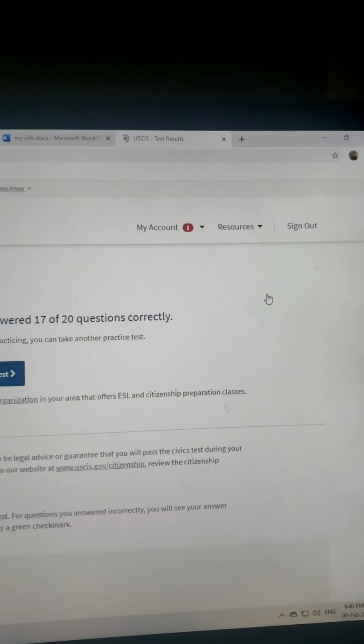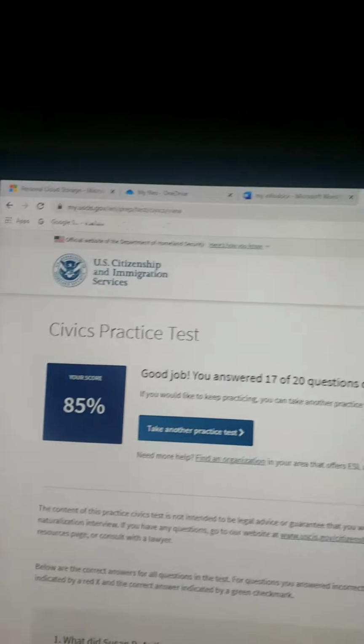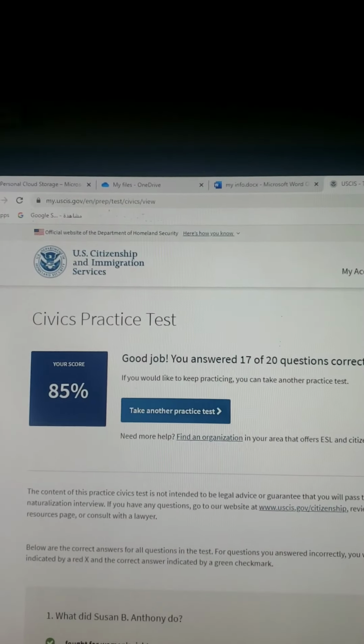So let's hit review answers, and I've got 85% on the score. So that was it, guys. I just did the civics test, and I guess I am eligible to become a U.S. citizen, you know?